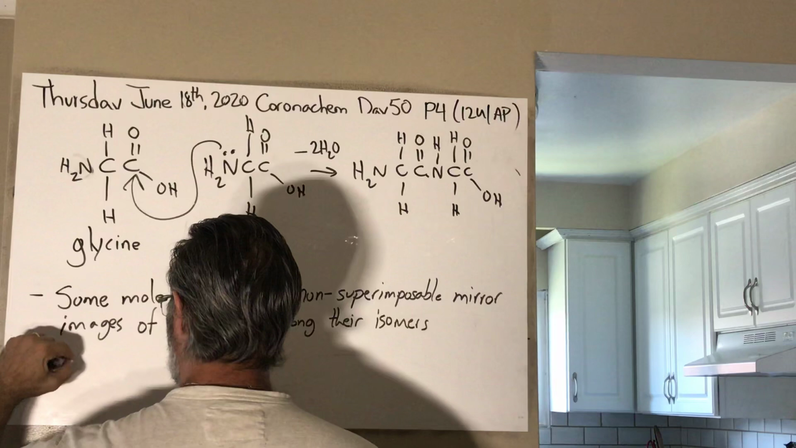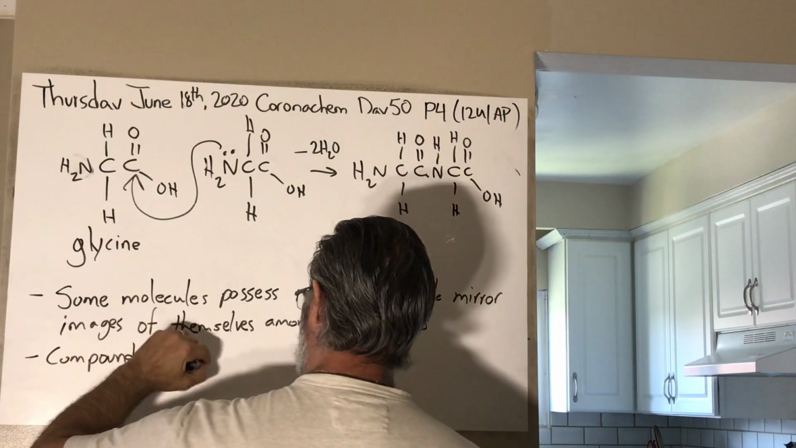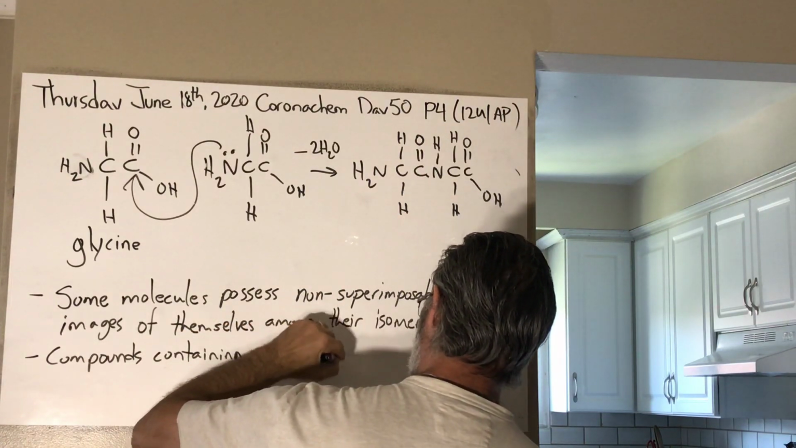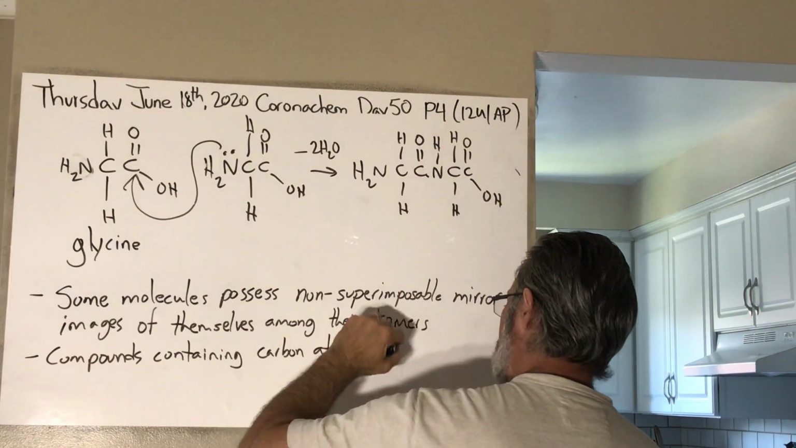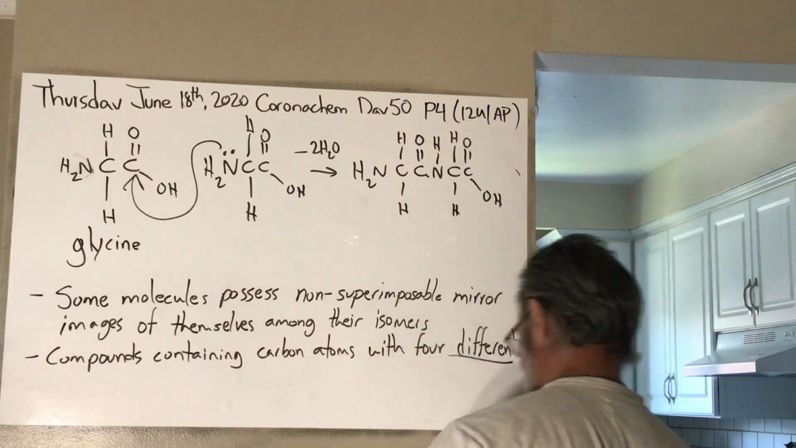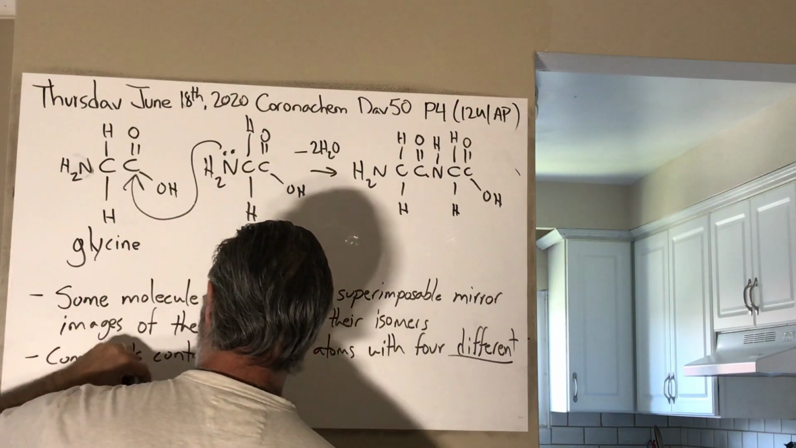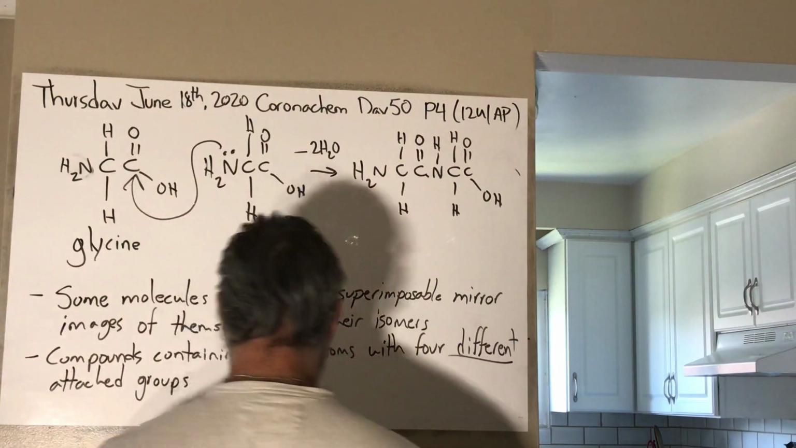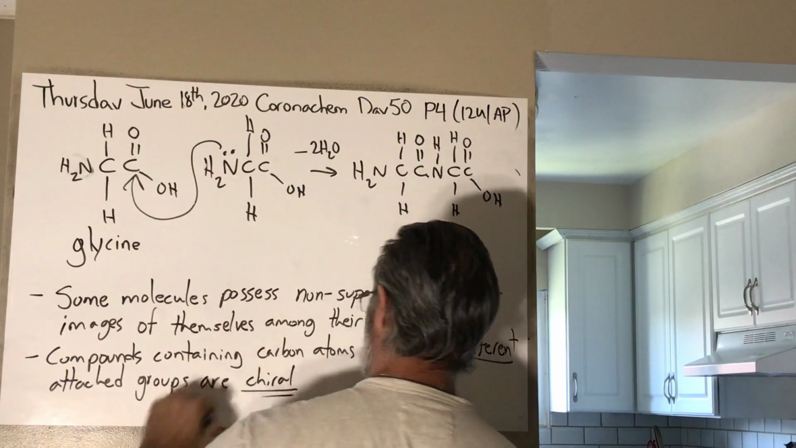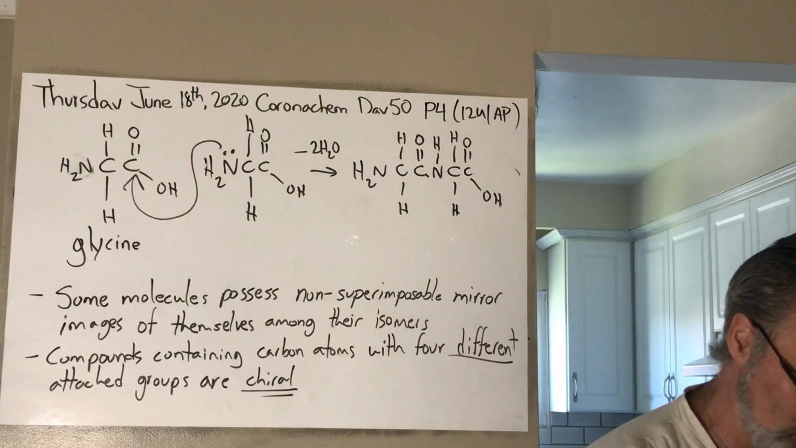So any compound containing carbon atoms with 4 different attached groups are chiral. What does that word mean? It means that you can make them look like mirror images. Let me show you what a mirror image looks like.